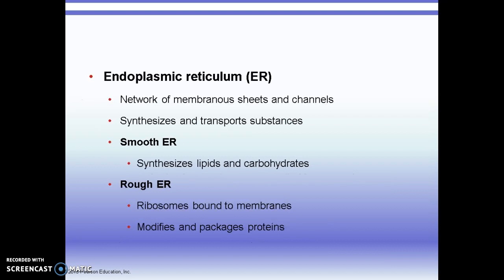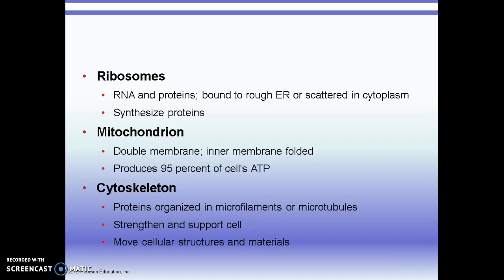The endoplasmic reticulum is a series of channels to synthesize and transport substances. So the rough ER synthesizes. It's rough because it has a lot of ribosomes on it, and the ribosomes make proteins. Proteins enter the ER, and they are modified and transported. Smooth ER synthesizes lipids and carbs. Ribosomes are the protein factories. Mitochondria produce the ATP. They're the cell's powerhouse.